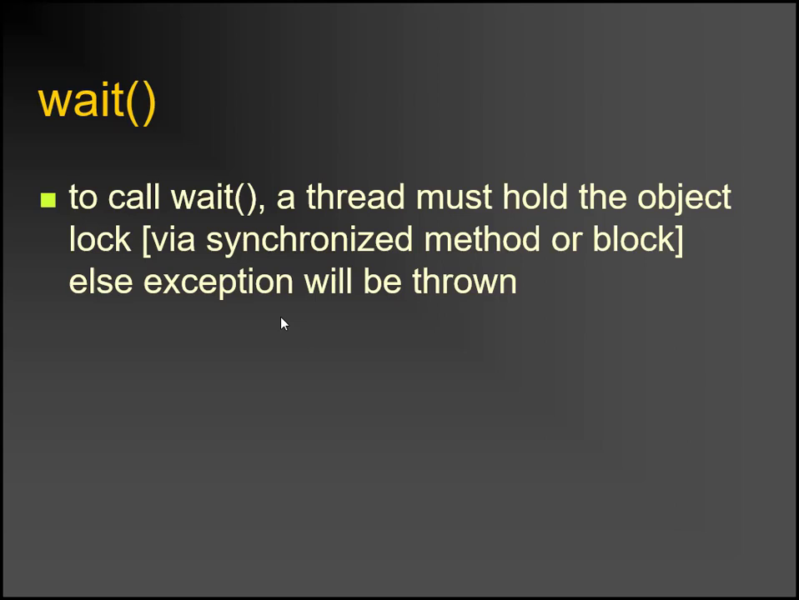So think of this lock as something that the thread needs to grab in order to call wait. Okay? If it doesn't do that, then an exception will be thrown, and we don't want that.